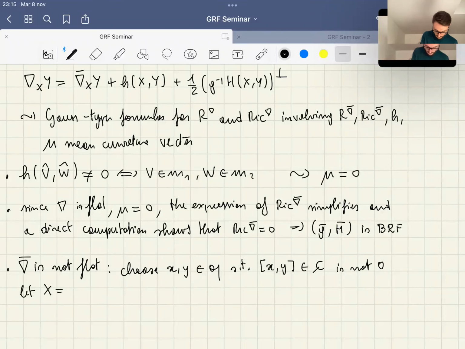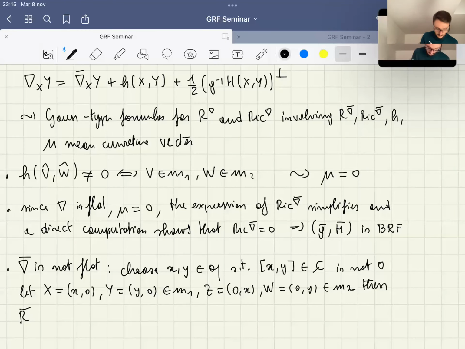And so if we consider, let's say, capital X given by (X, 0), capital Y given by (Y, 0), belonging to M1, capital Z given by (0, X), and capital W given by (0, Y), belonging to M2 in the decomposition of the tangent space at the point P, then a direct computation shows that the curvature of the Bismut connection nabla-bar at X-hat, Y-hat, Z-hat, W-hat is equal to -4 times the squared norm of the bracket of X and Y, and it is different from 0.